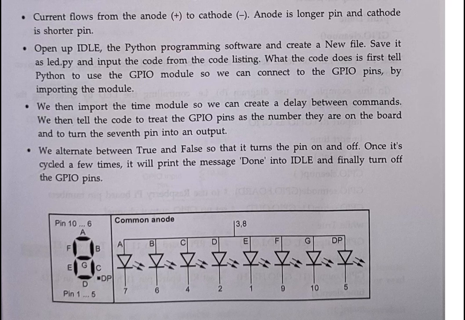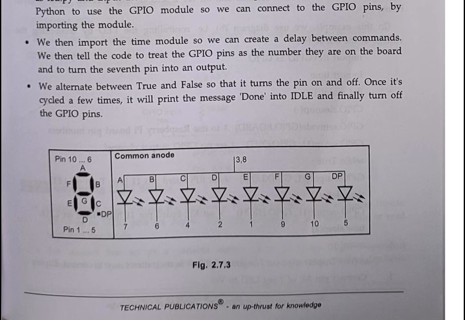Once it has cycled a few times, it will print the message done in IDLE, and finally turn off the GPIO pins. We can also connect it with a 7 segment display and control the 7 segment display pins. So we can generate some digits by using the Raspberry Pi.